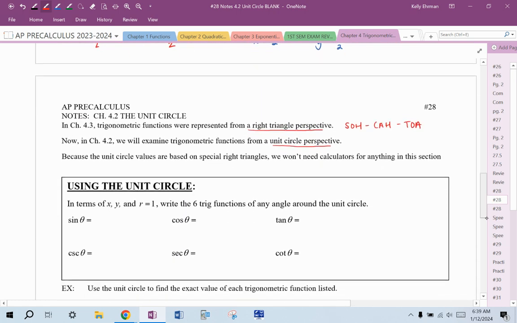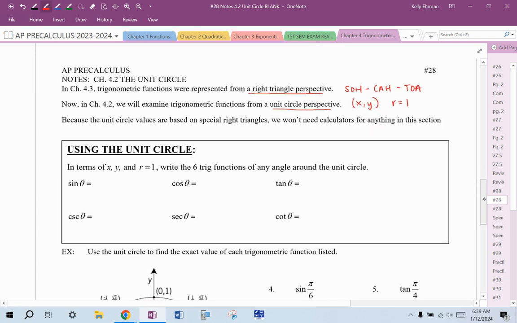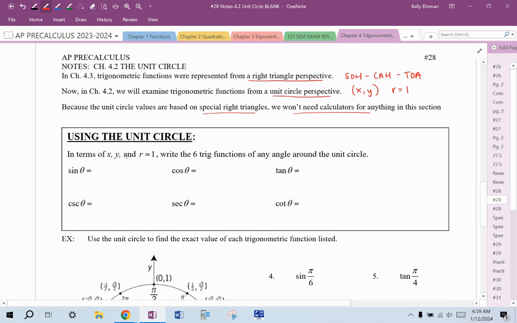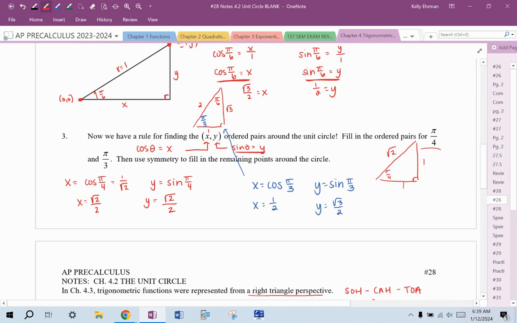And so instead of always drawing triangles, we're going to be looking at the xy ordered pairs and the fact that the radius is equal to 1. And that's going to help us also figure out what sine, cosine, and tangent are equal to. Everything is based on the unit circle, which used special right triangles. That means that this whole section would be no calculator. All right. So in terms of x, y, and r equals 1, write the 6 trig functions of any angle around the unit circle. So remember, sine of theta back here, we had a rule. Sine of theta was always equal to the y coordinate on the unit circle.